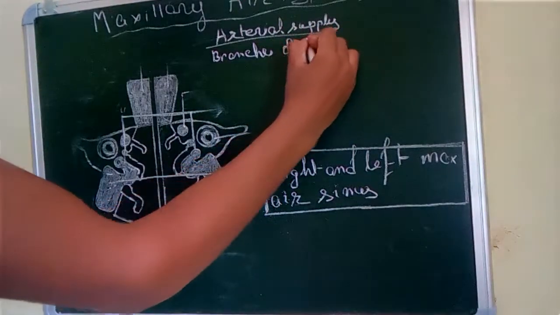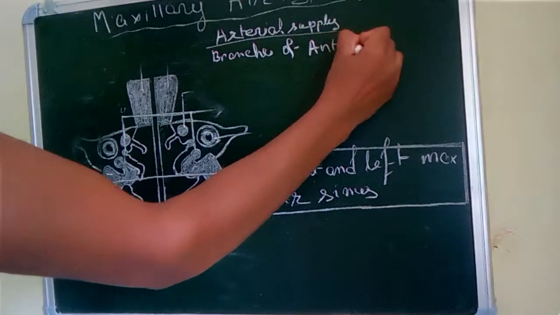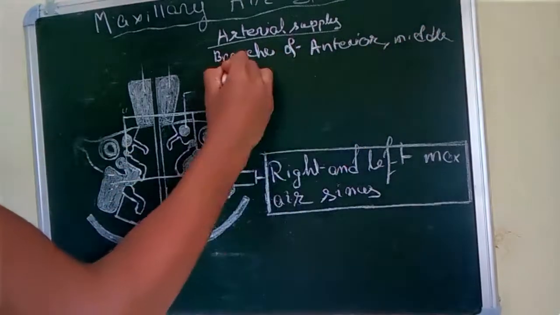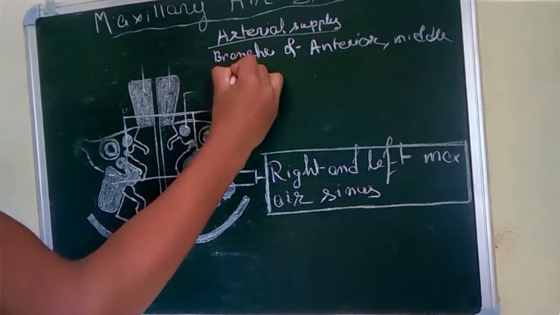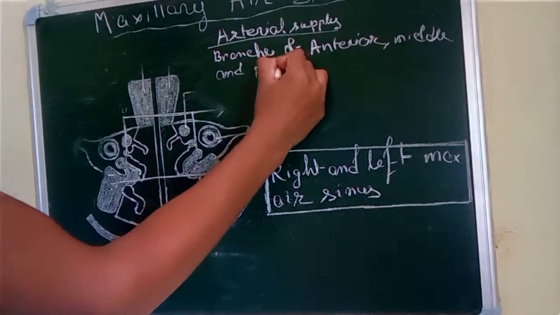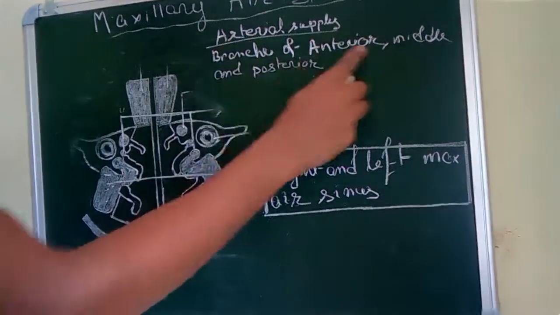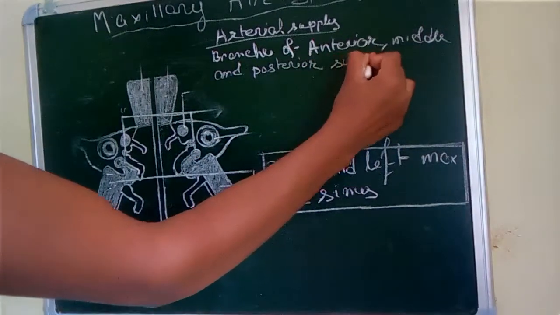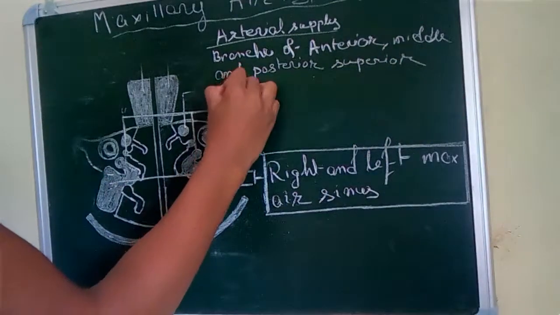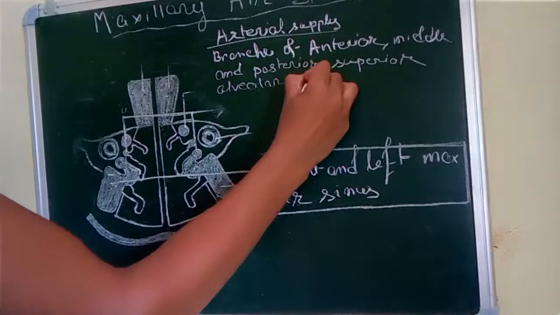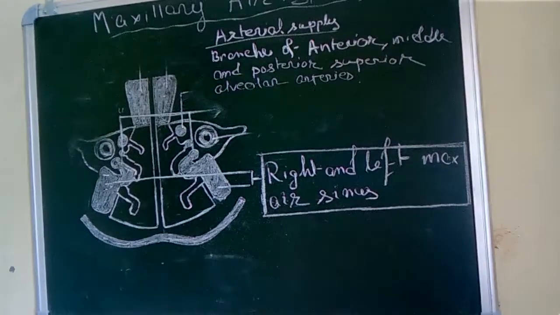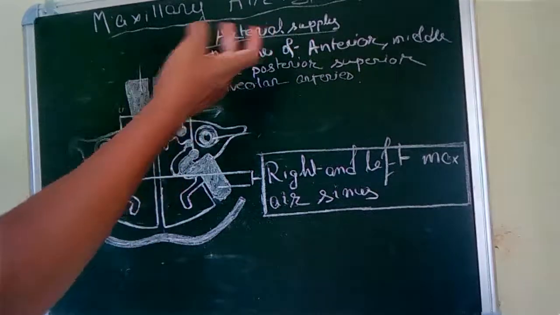Branches of the anterior, middle and posterior superior alveolar arteries. So this is supplied by these arteries.